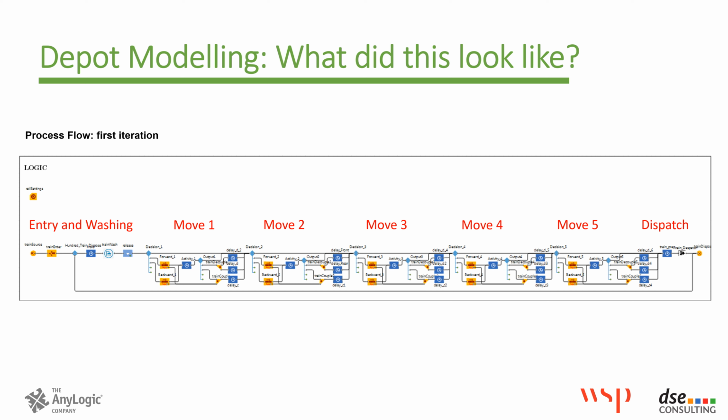Trains enter on the left and go through a train wash block, which was designed by WSP. They undertake whichever moves are required. We found 5 moves were enough to cope with anything that we needed to do in the depot, and then ultimately they move into the dispatch block, which is again a bespoke block defined by ourselves, which sends trains out to the north or south depending on what the train movement database said. I'm going to show you a bit of video in the next slide which shows this in action.